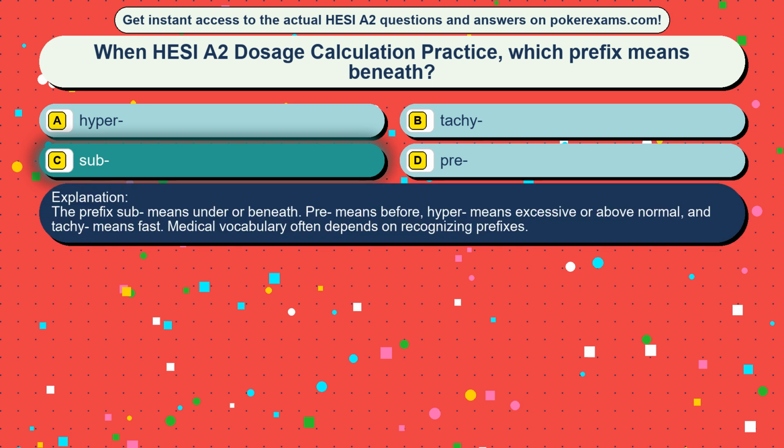The prefix sub means under or beneath, pre means before, hyper means excessive or above normal, and tachy means fast. Medical vocabulary often depends on recognizing prefixes.